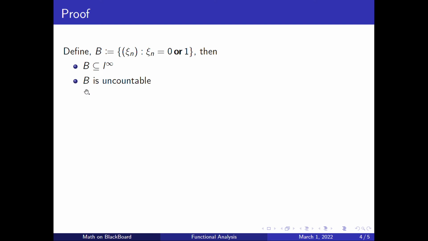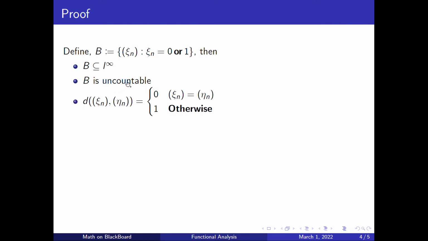And the second point is B is uncountable, and the proof of which I have skipped in this presentation because I wanted it to be a bit smaller. But it's not hard to check that B is uncountable. The proof is pretty elementary in nature.